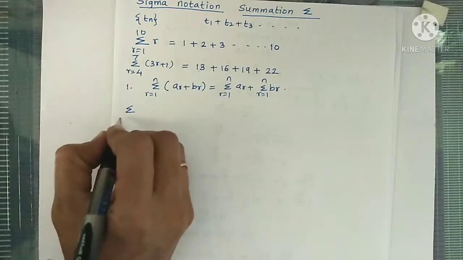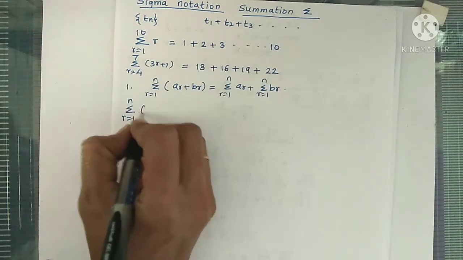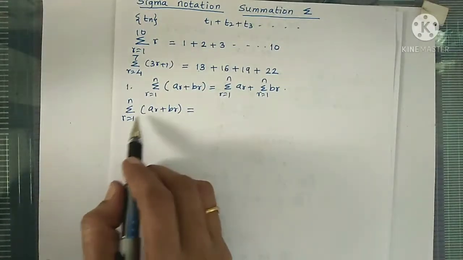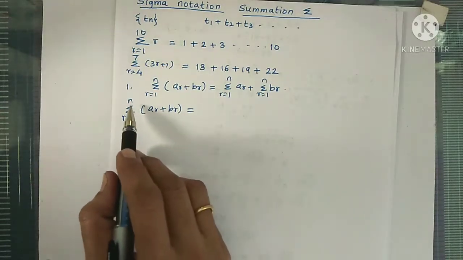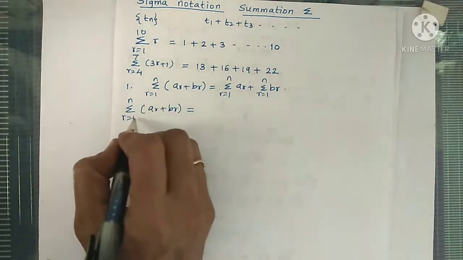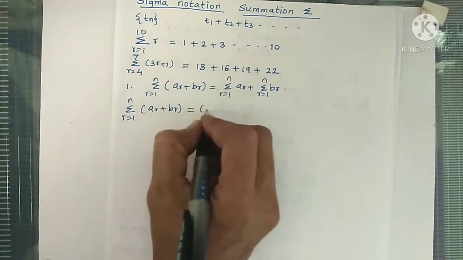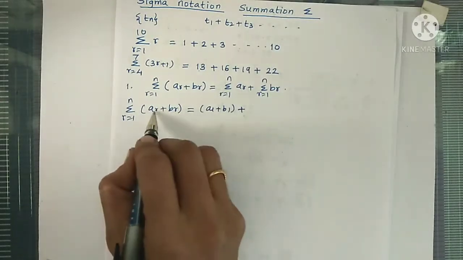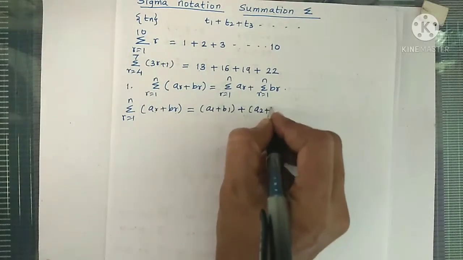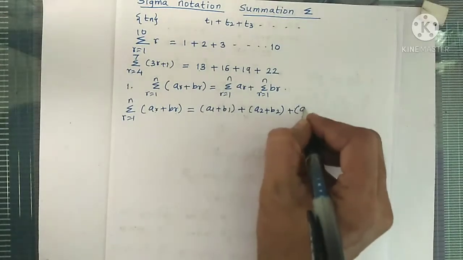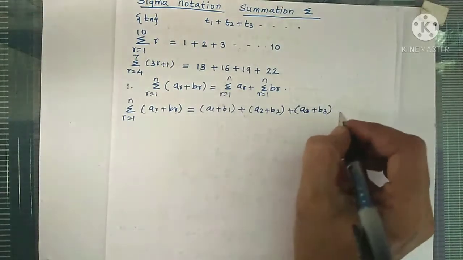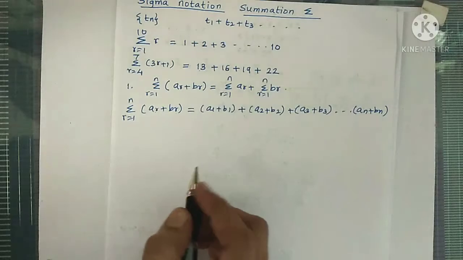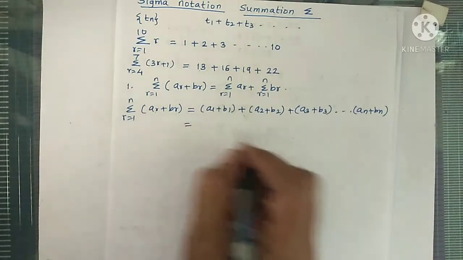See, summation, first one. In the left hand side we have AR plus BR. So what is the meaning of this? We have to put R equal to 1, R equal to 2, R equal to 3, and so on up to R equal to n. So when we put R equal to 1 for this bracket, we get A1 plus B1. Then put R equal to 2. So the bracket becomes A2 plus B2. Then put R equal to 3. Then this becomes A3 plus B3. And so on. The last one we are substituting R equal to n. So that becomes AN plus BN. Okay. So we have written here the meaning.